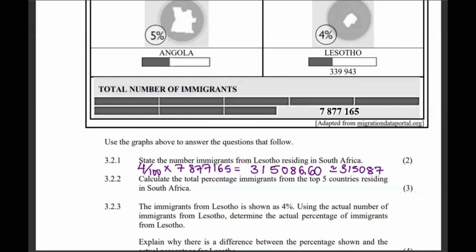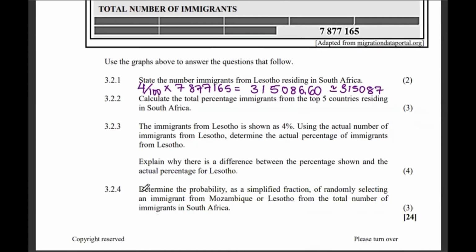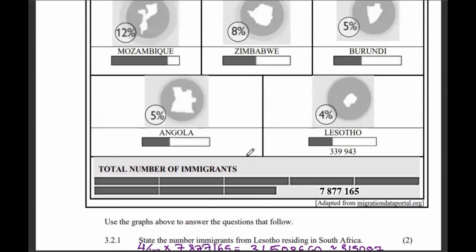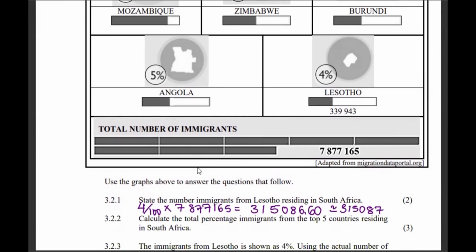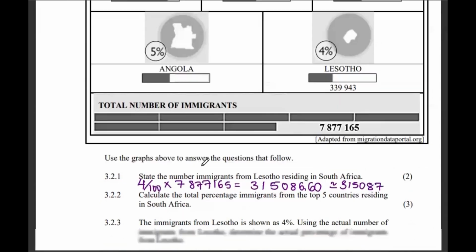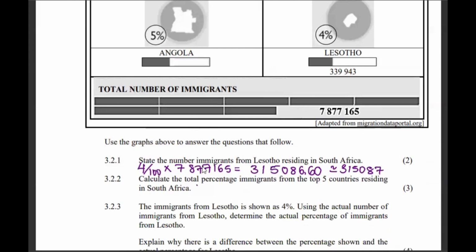All right, we continue and we say 3.2.2. Calculate the total percentage of immigrants from the top 5 countries residing in South Africa. Total from the top 5. So what do we do here? We add all the percentages. We have 12 plus 8 plus 5, that's 25, plus 4 is 29, plus 5 gives me 34. So in other words, I have 34 over 100 times the number of immigrants.